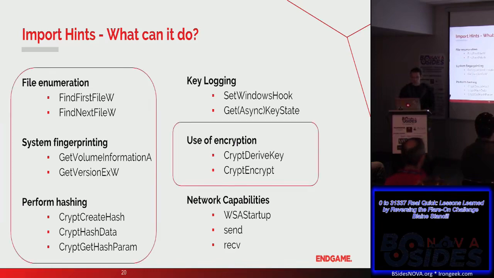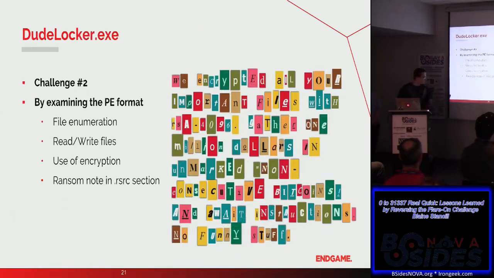So in one of the challenges, the ones I highlighted here actually stood out to me. You can enumerate the file system, it does some hashing, it does encryption, and if you look even further, in the resource section, there's actually a ransom note.